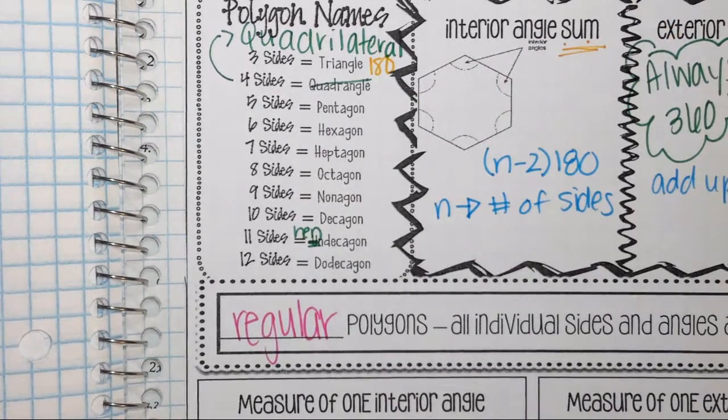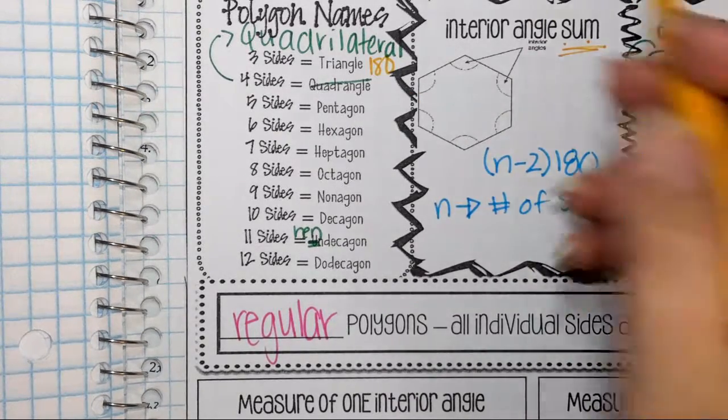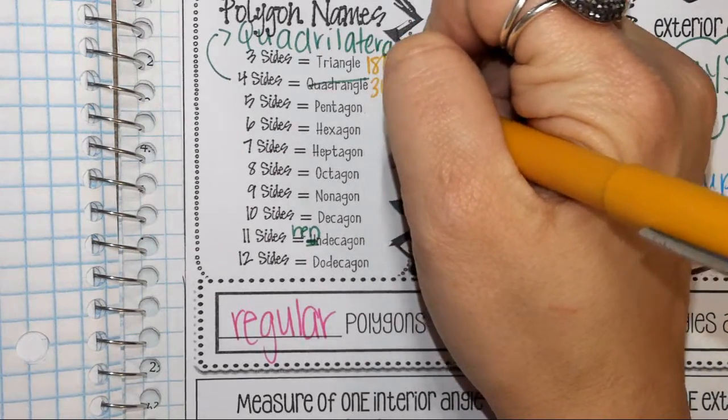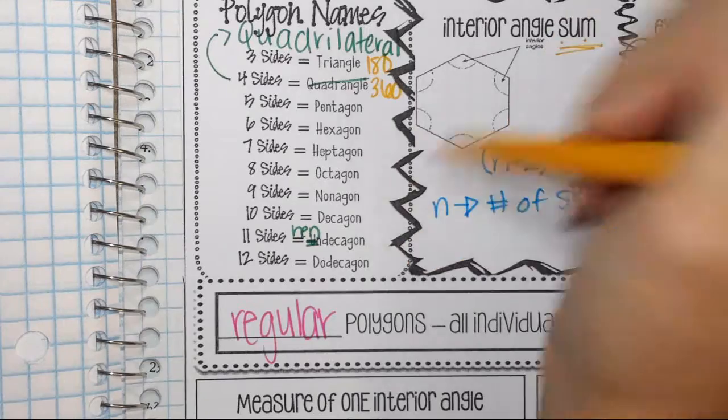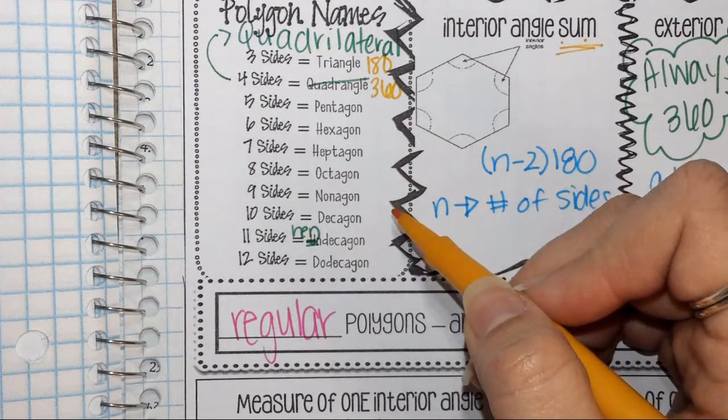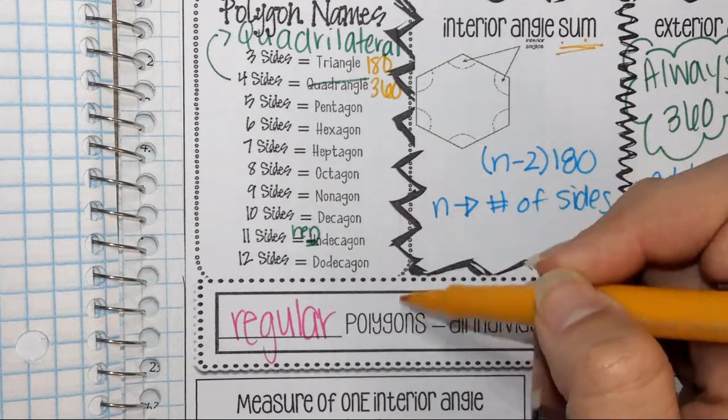Alright, let's look at a quadrilateral. 4 minus 2 is? 2. And 2 times 180 is? Alright, so work these out. This is what we're filling in, this chart right now.